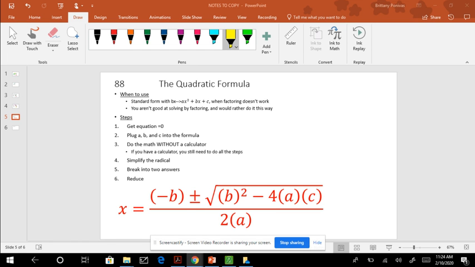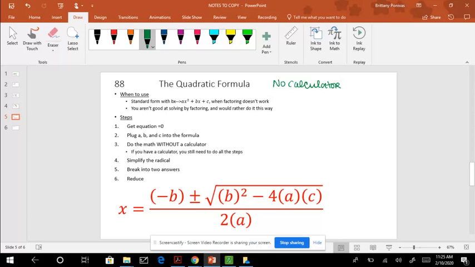On page 88, you should already have these notes copied down for the quadratic formula. When we first start using the quadratic formula, we are going to assume that you have no calculator. Because if you had a calculator and the problem says find the roots or solve, you would put the equation into y1, look at the table, look at the graph, and solve from there.